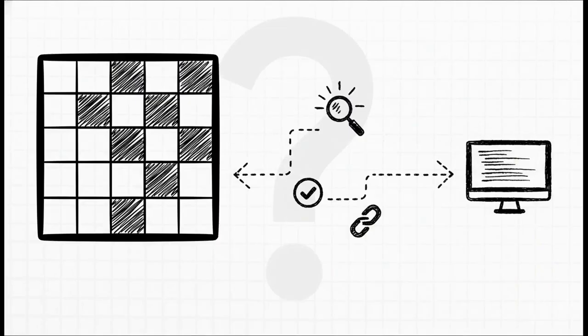Put yourself in the programmer's shoes for a sec. You've got this 9x9 grid in front of you. How would you write code that only needs to look at each square one time to figure out if any rules are broken? That's the real challenge here.